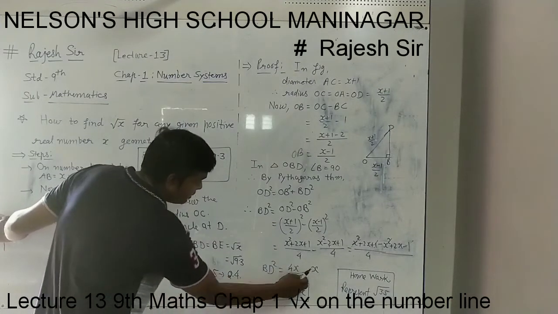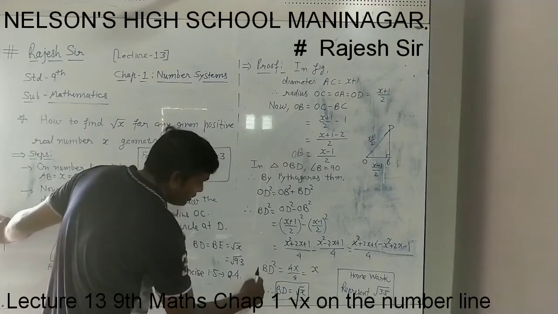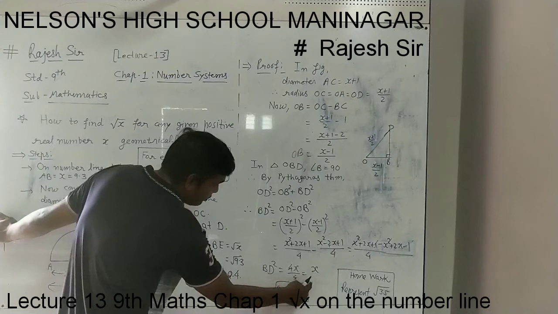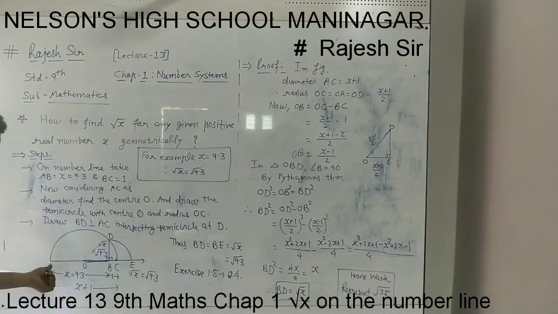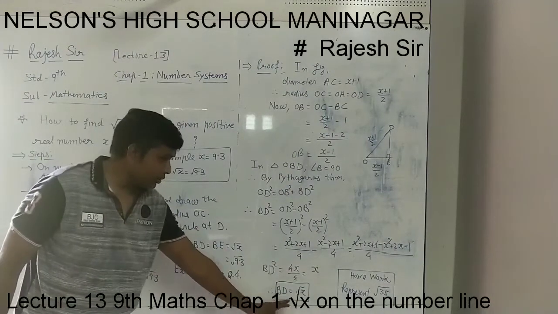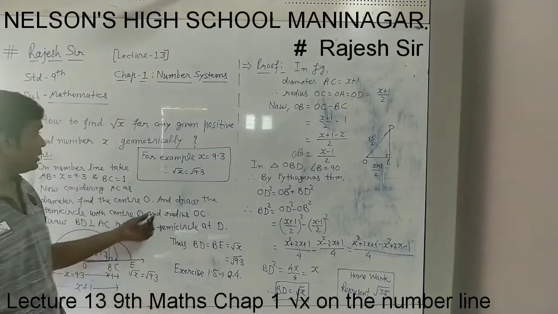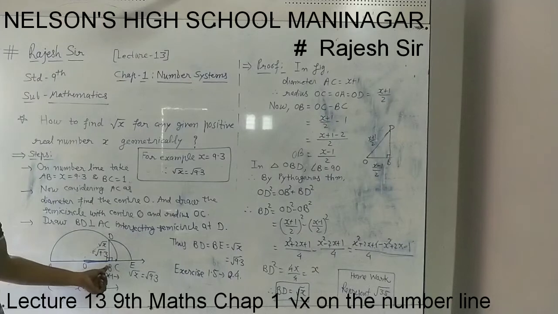BD square is x. So what will be BD? Take the root on both sides. BD square will be BD and x will be root x. So this way we have seen that if we take the value x on AB and BC as 1, by doing this whole construction, this BD length will give us root x. And if we want root 9.3, x equals 9.3, so we have to take AB as 9.3.